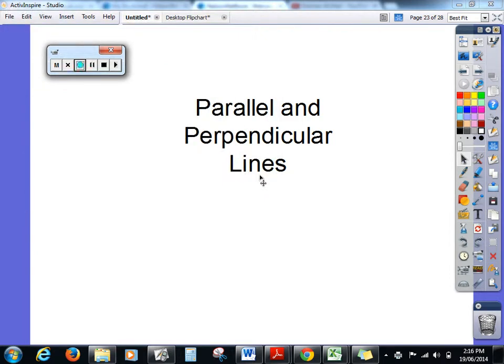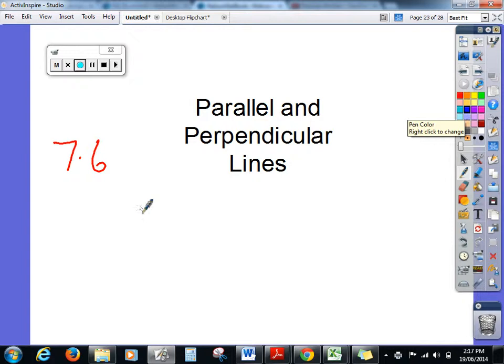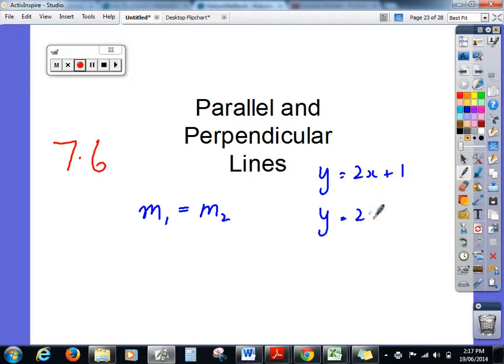Okay, the final holiday homework is the content of 7.6 in both the 2-unit and 3-unit textbook, which is parallel and perpendicular lines. This content goes through the fact that if you have a line which has a gradient of m, or m1 we'll say, then all lines that are parallel to it also have the same gradient. So these two lines, y equals 2x plus 1 and y equals 2x minus 3, are parallel to each other. And you can have a look at the next line.